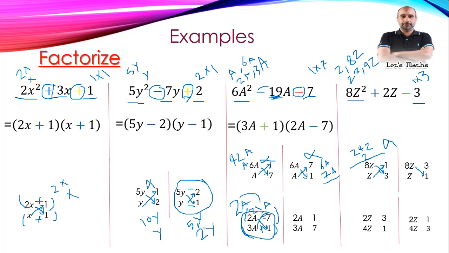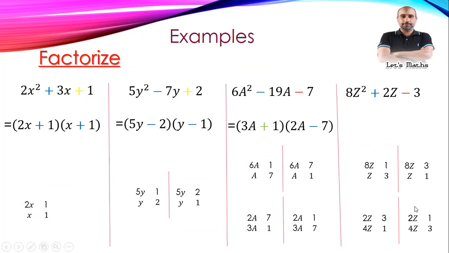Now 8 times 1 equal 8z. z times 3 equal 3z. The difference between them is 2. No, it doesn't work. Let's figure the third. 2z multiply 1 equal 2z. 4z multiply 3 equal 12z. The difference between them is 2? No, it's 10. Let's check the last one.